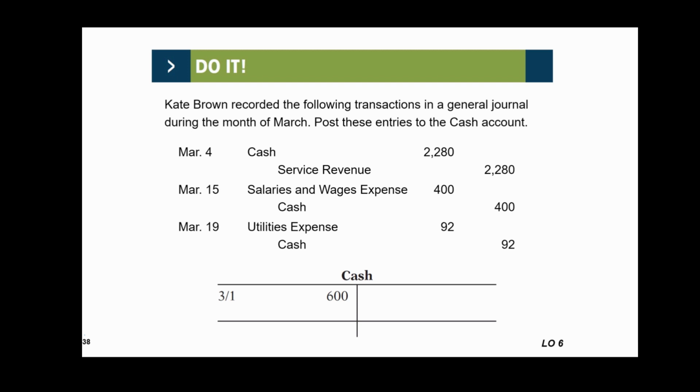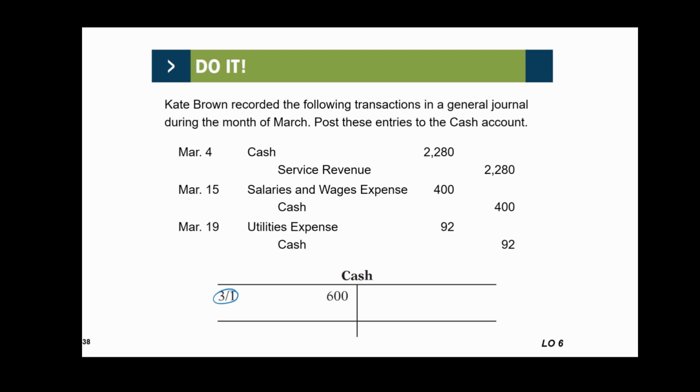Okay, so here Kate Brown recorded the following transactions in the general journal during the month of March. Post these entries to the cash account. So basically the beginning balance, this one indicates the beginning balance, which was the ending balance from the previous month. So the beginning balance was 600. Next, what do we have?